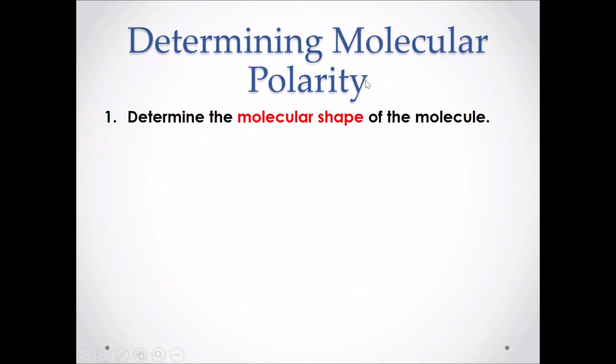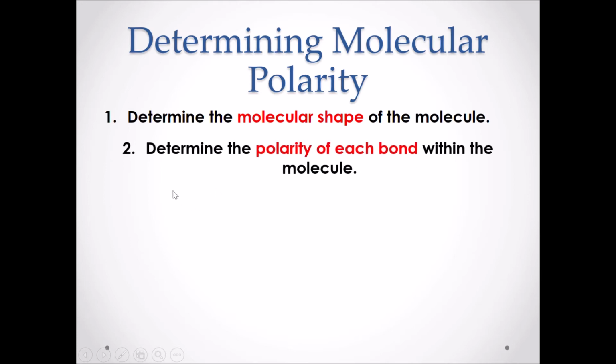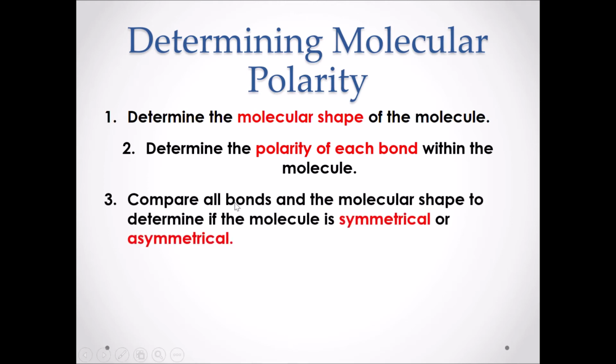Determining molecular polarity. Step number 1, we have to determine the molecular shape of the molecule. Step number 2, determine the polarity of each bond within the molecule. And finally, step number 3, compare all bonds and the molecular shape to determine if the molecule is symmetrical or asymmetrical.